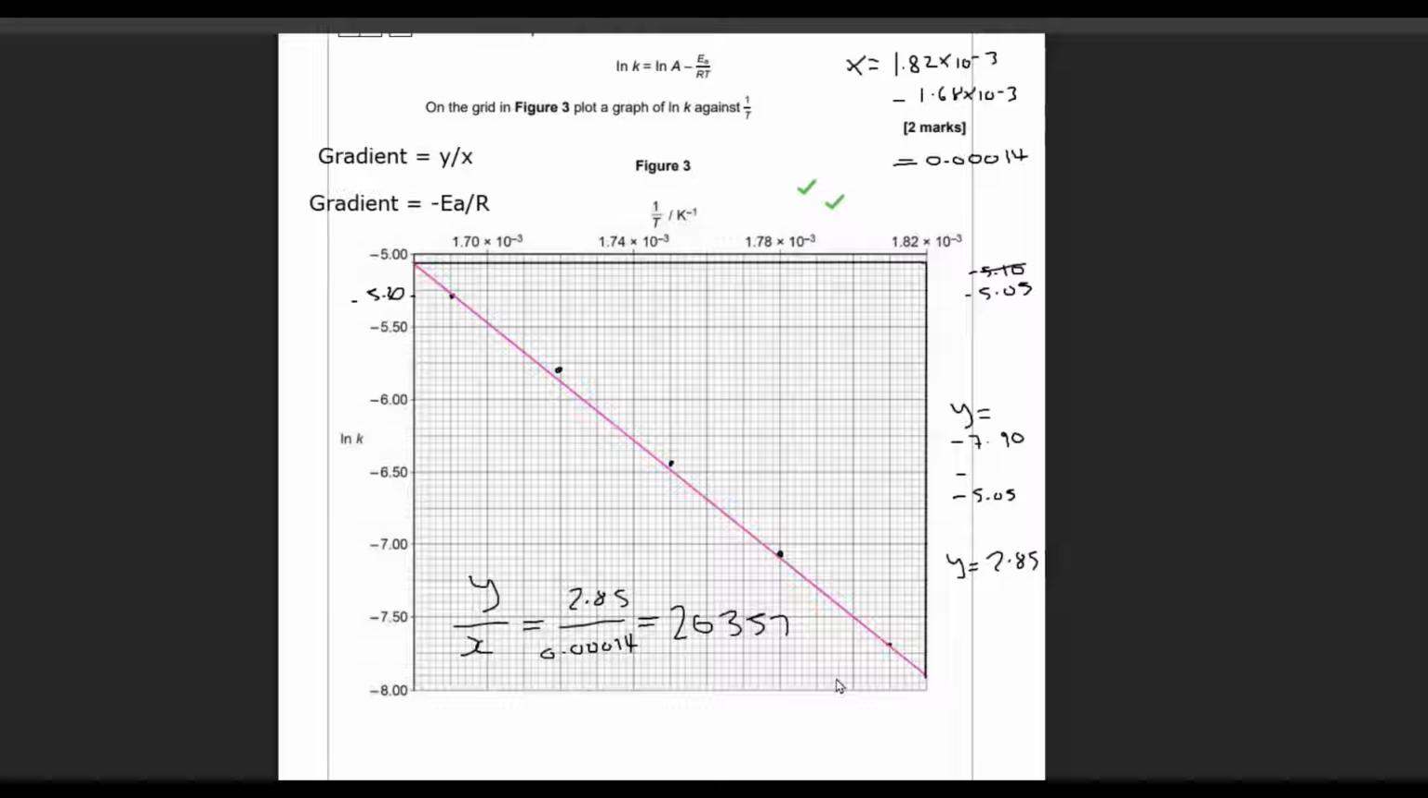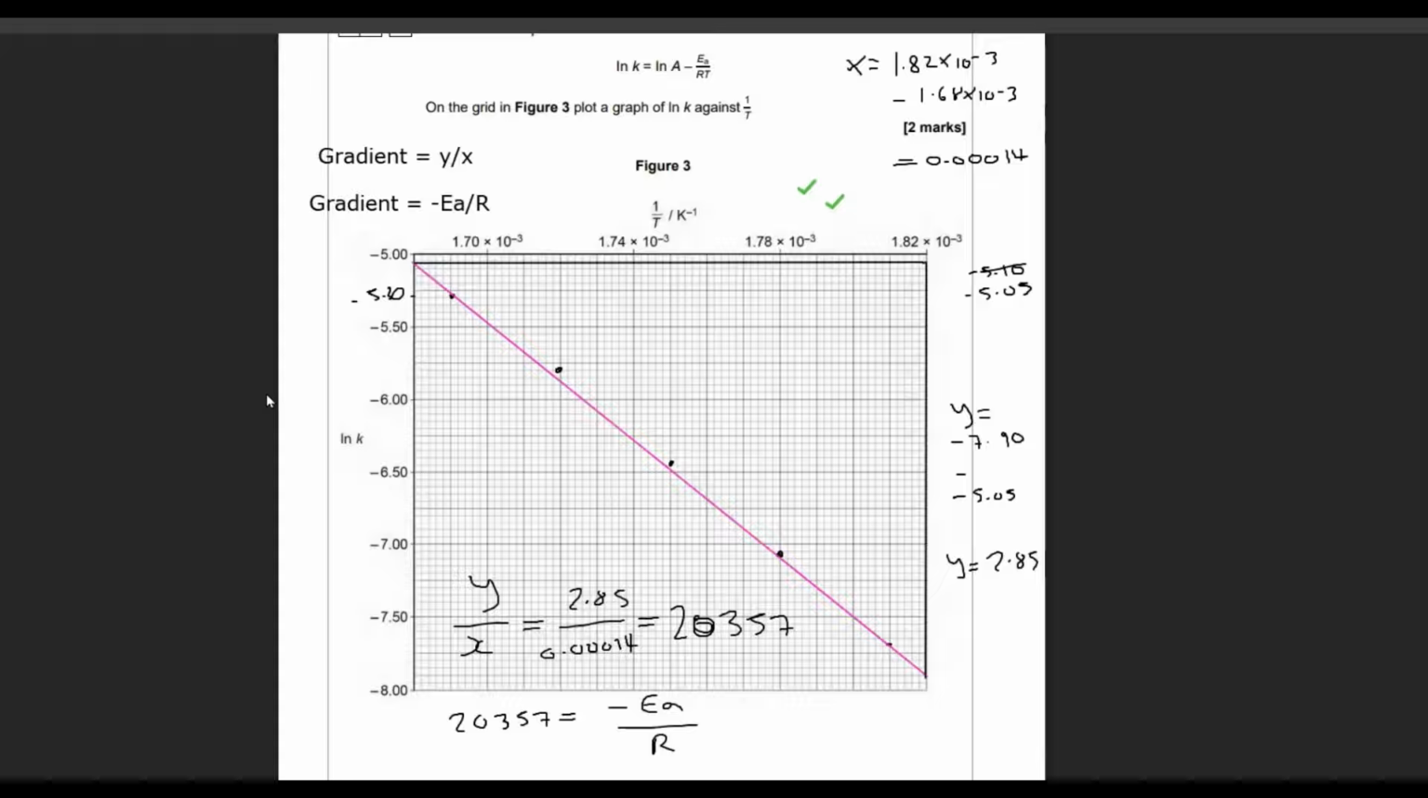Okay, right. What do we do now? So we've worked out the gradient. My gradient was 20,357. I know that looks a bit dodgy, but there we go. What I want to do next, let's make that a 0 and that's 7, better. Right, 20,357 is going to be equal to minus EA, minus the activation energy, divided by R.